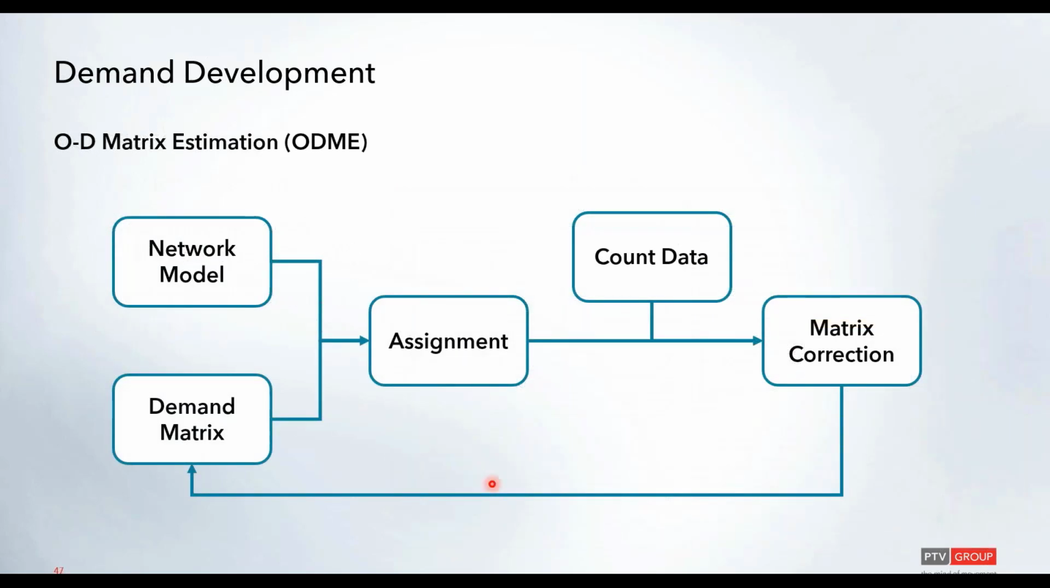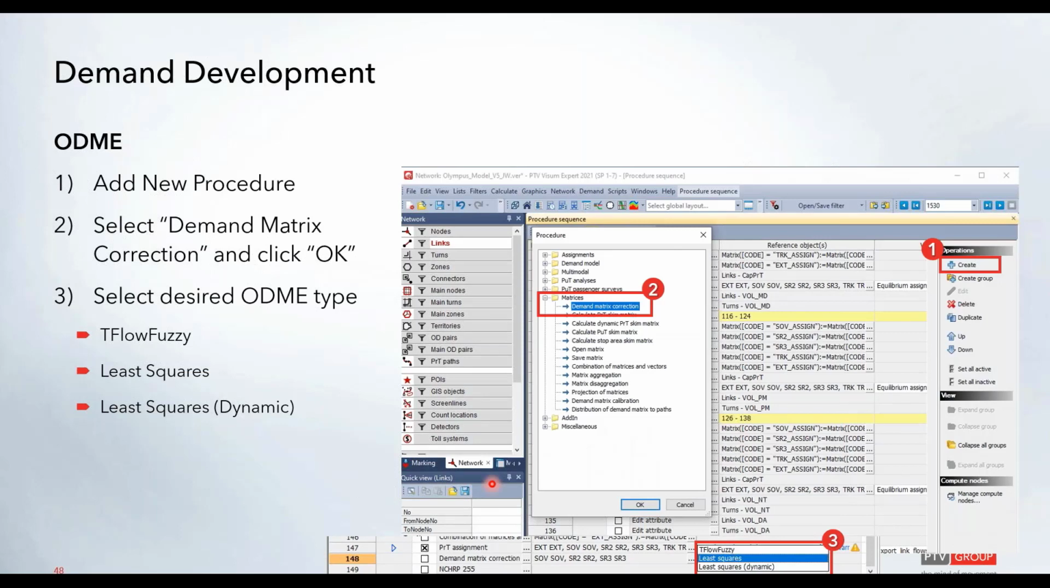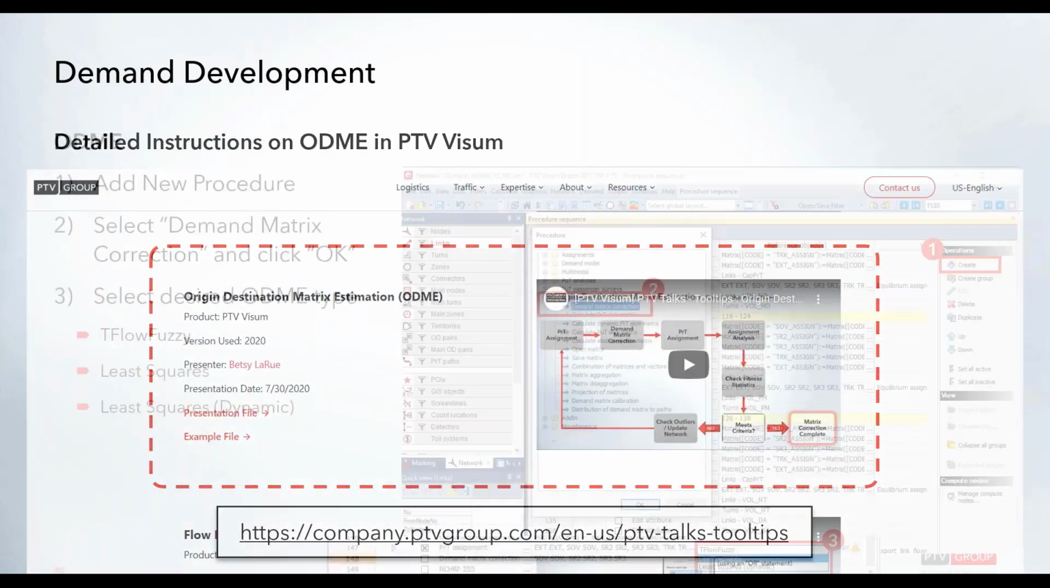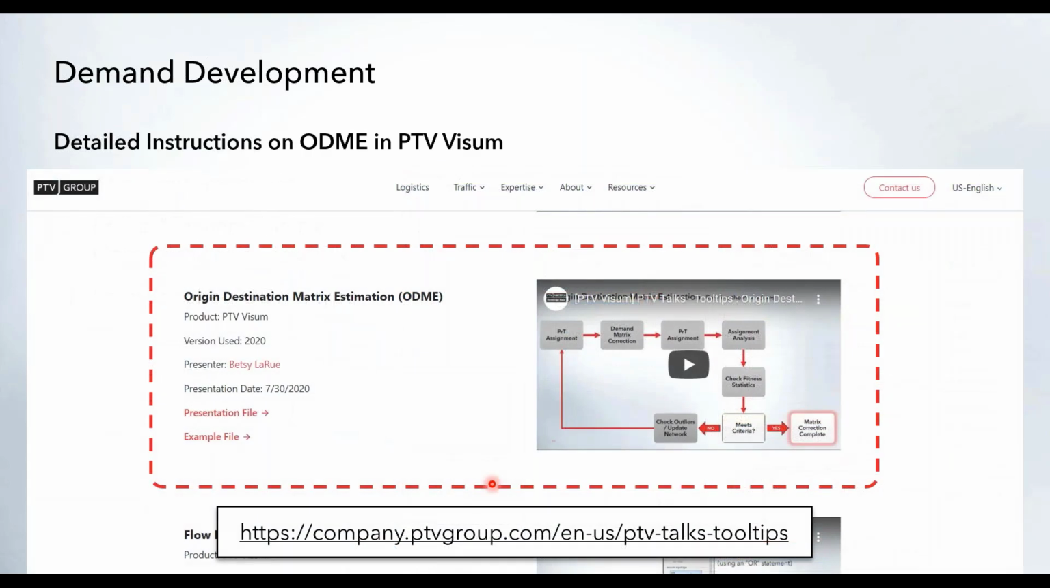And the other thing that you can do also is OD estimation, OD matrix estimation. Once you have a network model and demand matrices and assignment result along with the count data, you can use built-in matrix estimation functionalities in Visum. So similar to NCHRP 255, you can add a new procedure, demand matrix correction under matrices, and click OK. And you're going to need to choose from either T-flow fuzzy, least square method, or least square dynamic ODME method. And you can go into further details with the further configurations.